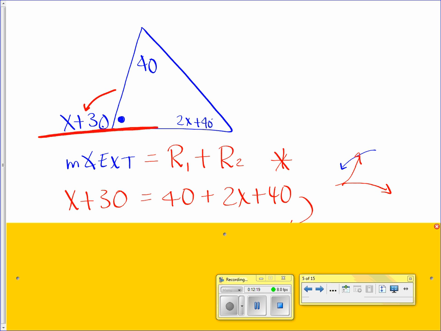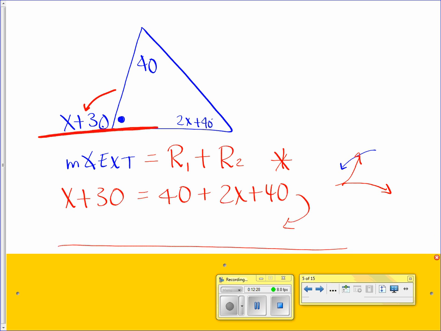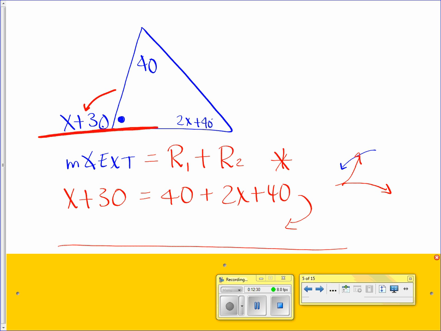x plus 3 equals 40, and then the other angle, 2x plus 40. And I'm assuming at this point that you could solve that and find out what x is. If I wanted to know what that angle was, I'd plug it in, right? I need to remember to plug in. Suppose I asked you, what is this angle? I'd still write this same equation, find my x, and then I would plug it in here. It doesn't matter.